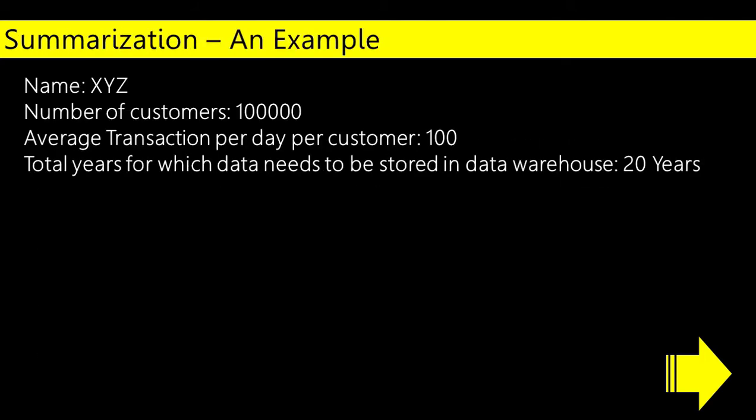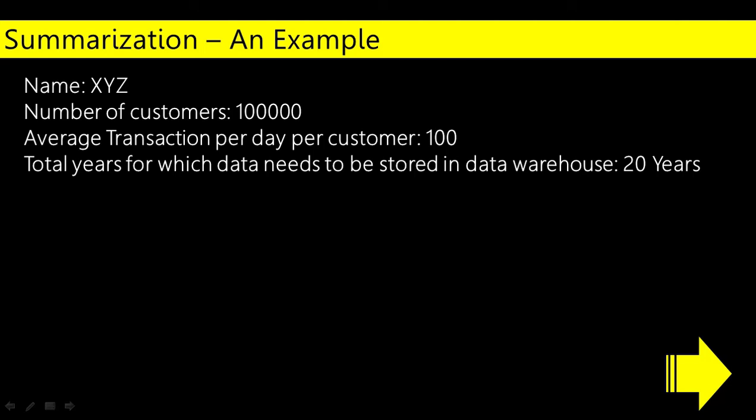Before that, let us talk about the concept of summarization. You must be thinking I am jumping from staging area to summarization, but don't worry, we'll come back to the staging area. Consider an example of a telecom company which started its operation in the year 2000. We are currently in 2020. The name of the company is XYZ. The number of customers is 1 million. Average transactions per day per customer are 100. The total number of years for which the data needs to be stored in the data warehouse is 20.